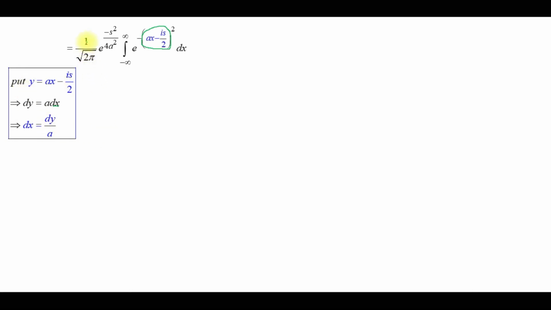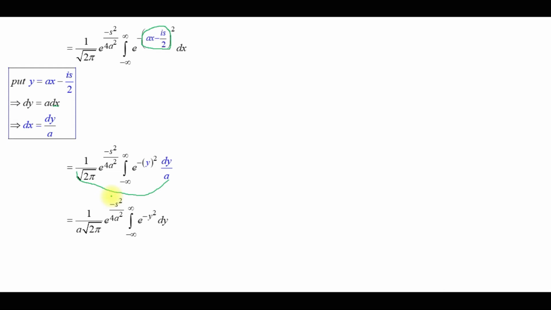So which is equal to 1 divided by square root of 2 pi e power minus a square divided by 4a square, integration from minus infinity to plus infinity of e power minus y square. What is dx? dx equal to dy by a. Here a is constant, so we take it outside, which is equal to 1 divided by a root 2 pi e power minus a square by 4a square, integration from minus infinity to plus infinity e power minus y square into dy.